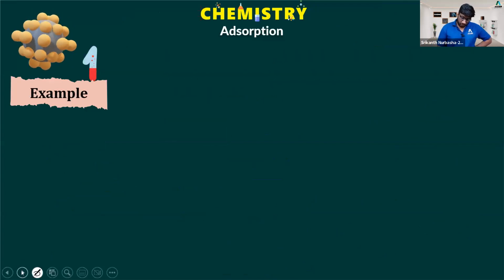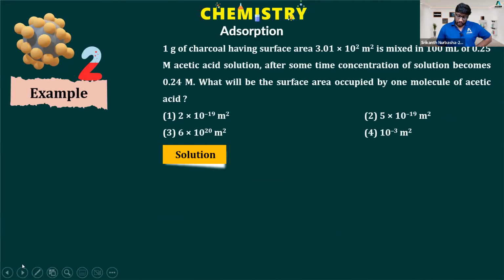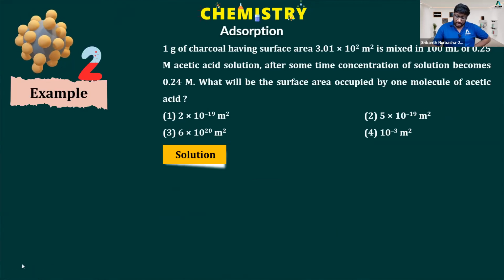Try to solve this question. 1 gram of charcoal having surface area 3.01 into 10 power 2 meter square is mixed in 100 ml of 0.25 molar acetic acid solution. After some time, concentration of solution becomes 0.24 molar. What will be the surface area occupied by 1 molecule of acetic acid?